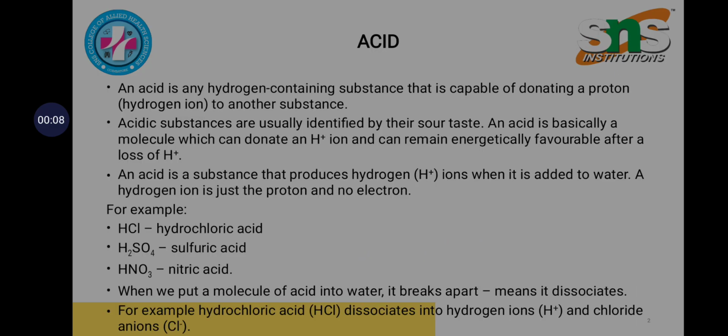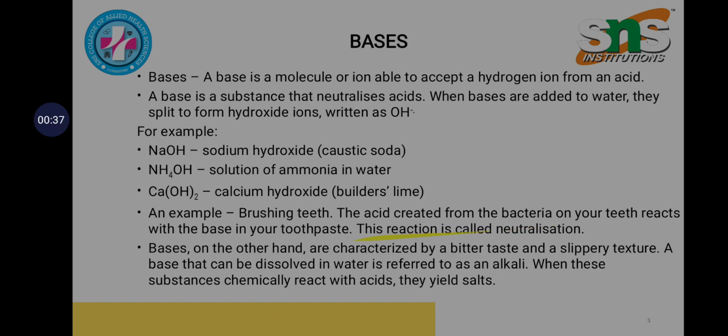So what do you mean by acid? It is a hydrogen containing substance that is capable of donating a proton, that is the hydrogen ion, to another substance. It is identified by its sour taste, and it basically donates H plus ions, and it can remain energetically favorable after a loss of H plus ions. For example, there are several acids: hydrochloric acid, sulfuric acid, nitric acid.